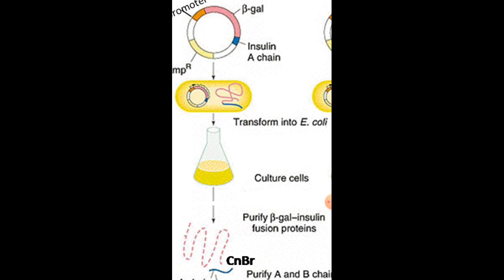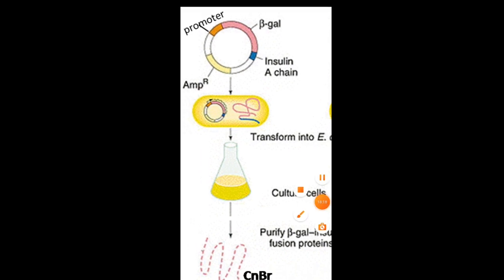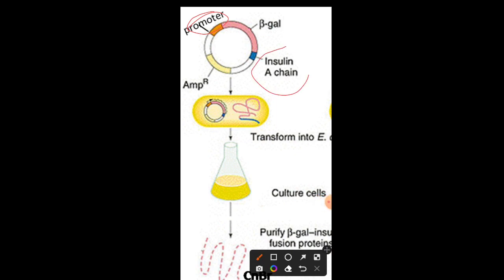Once we have found our transformed E. coli, we will simply subculture them, and after the subculture we will go for the expression. We will add lactose in the medium. This lactose will induce the transcription of beta gal along with the insulin A chain, and in the other case the insulin B chain. After transcription, it will translate and give us a fusion protein, a fusion of beta gal and insulin A chain in case number 1, and in case number 2 the fusion of beta gal and insulin B chain.